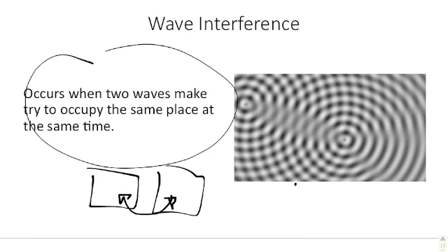And you see this pattern right here. This is called an interference pattern. And what you see is waves generated at one source and waves generated at another source.